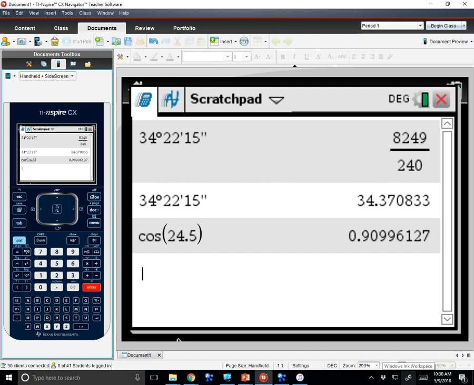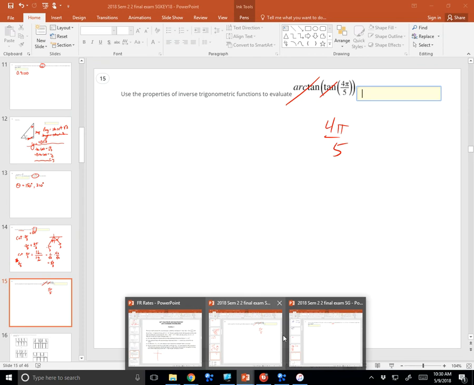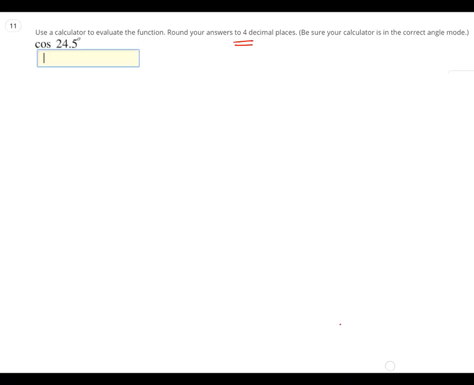They told me 0.9100 last week. Okay. Technically, you're supposed to have 4 according to their instructions. Probably be able to figure it out. So 20, sorry, no. 0.9100. Alright.